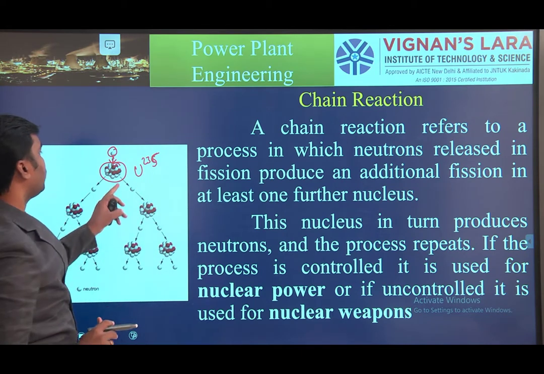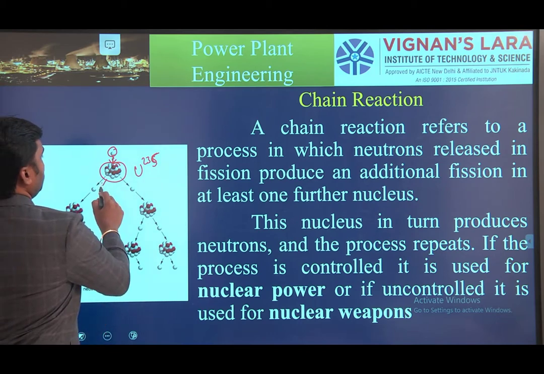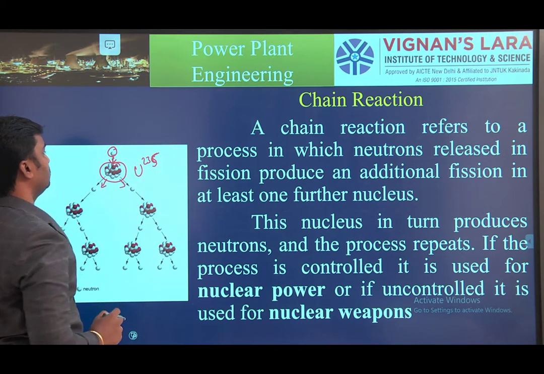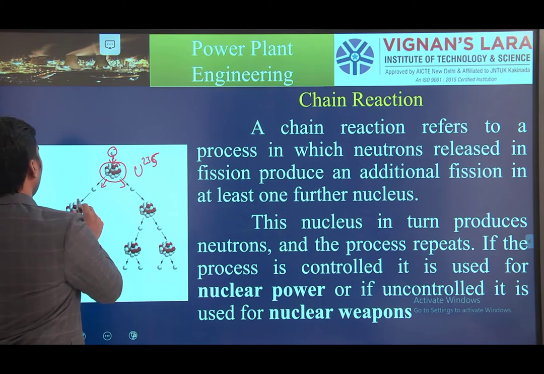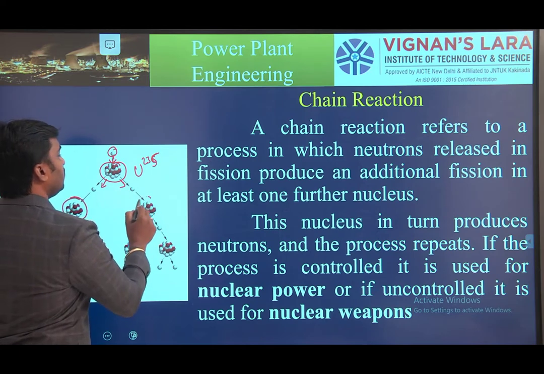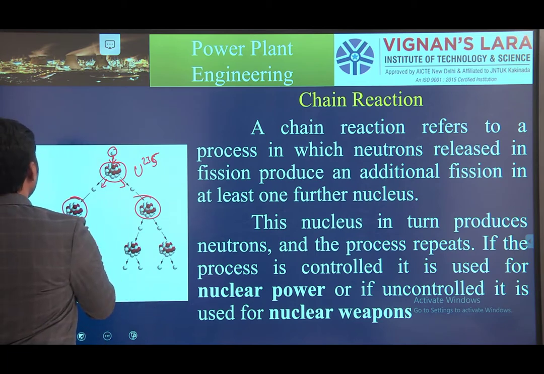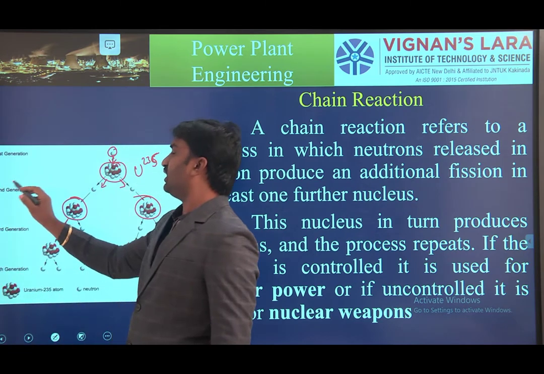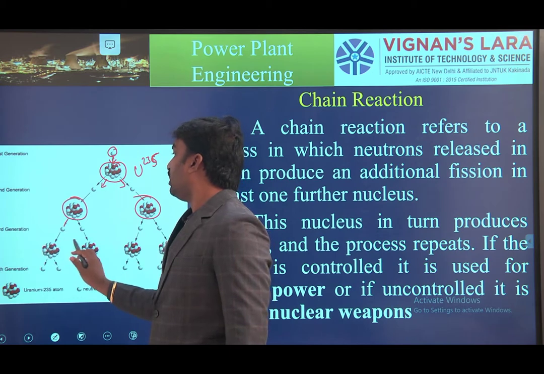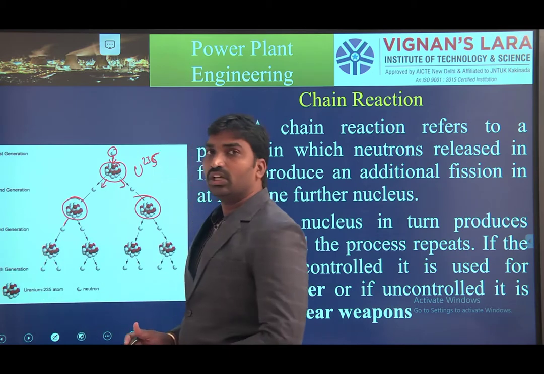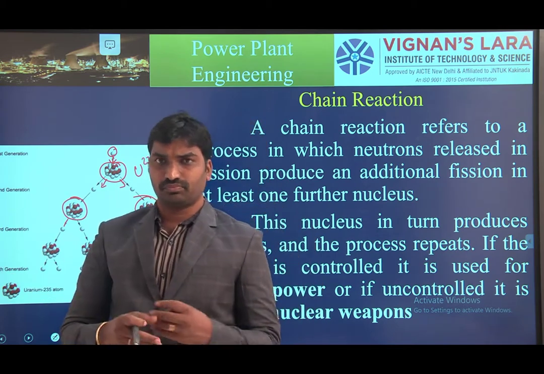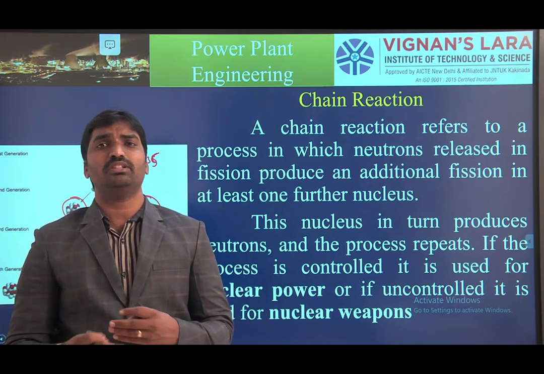Uranium-235. After that it releases two neutrons. So these two neutrons again collide with another atom. So like that it's a continuous process. This is the first generation, second generation, third generation, fourth generation. Like this the atom is splitting into smaller elements.